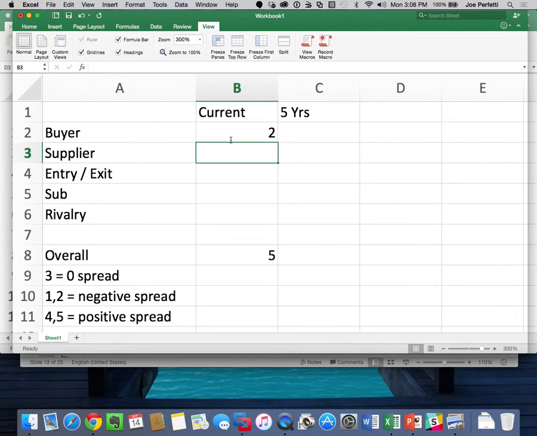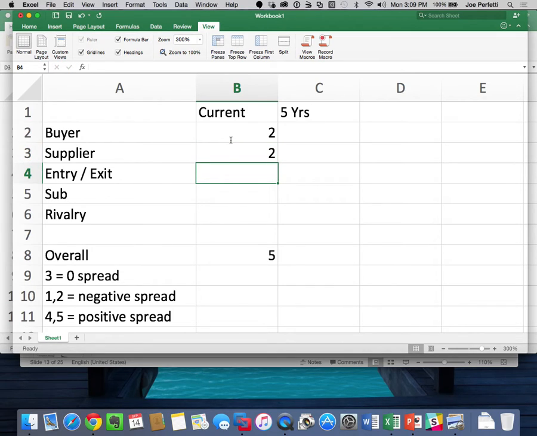2. Suppliers. Do suppliers have a lot of power over the fast food industry? These are labor, who just got, remember, the wage increases in the fast food industry. Do the suppliers, the food ingredients, commodity prices, have a lot of power or not? All right, call it a 2.